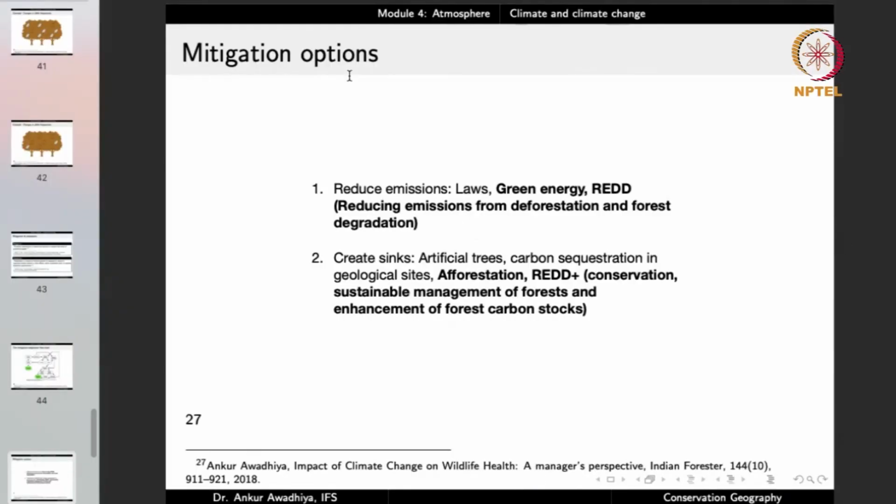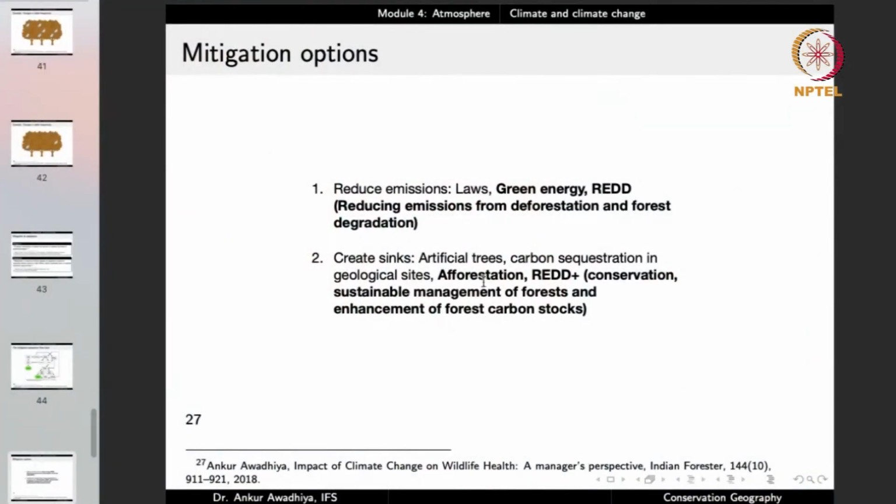Now, mitigation options can be divided into two parts: reducing emissions and creation of sinks. Reducing emissions includes things like laws, green energy, that is renewable energy, and reducing emissions from deforestation and forest degradation. And the second option is the creation of sinks. Now these sinks can be in the form of artificial trees or certain devices that do carbon sequestration. Carbon sequestration in the geological sites, that is after carbon capture, this carbon can be stored in certain geological sites.